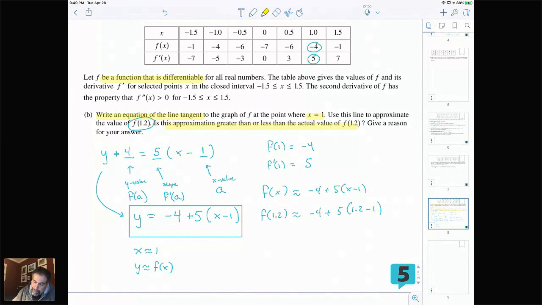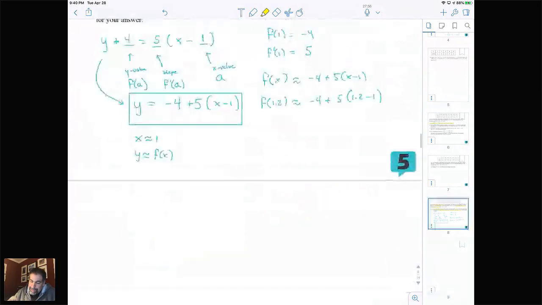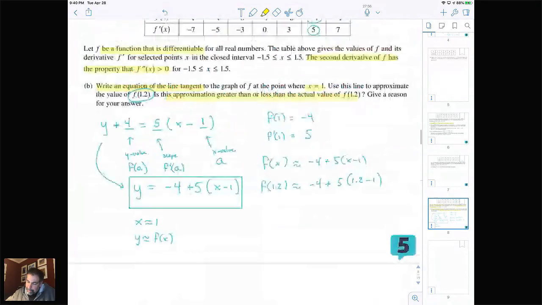But if you keep reading, it gives you this random little fact, okay? The second derivative has the property that the second derivative is always greater than 0. So what does that mean? And I see that actually over there on the side, you've already started to look at it, okay? So what that means is, again, it is always greater than 0.